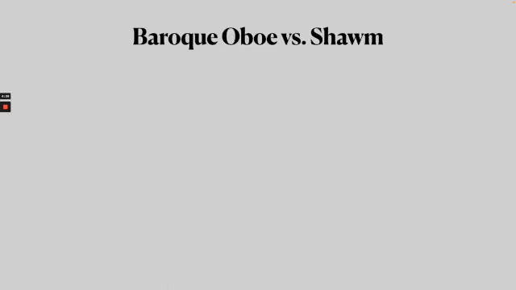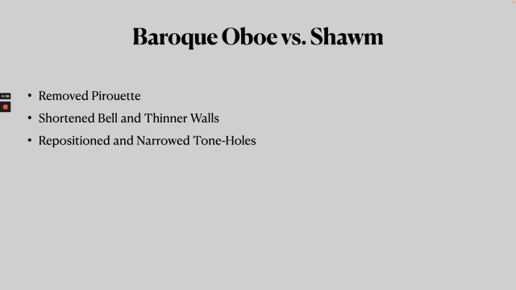The new oboe had three main differences with the shawm. One, they removed the pirouette to give the instrument more pitch and dynamic flexibility. Two, they shortened the bell and made the walls thinner. And three, they changed the position of and narrowed the tone holes. The narrower tone holes made the fundamentals, or lower notes, less stable, which made it easier to play an octave higher without needing an octave key.